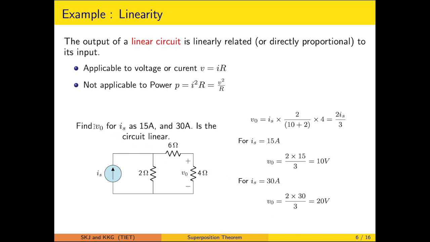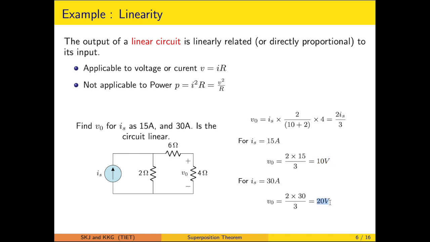So let's say this example: find V0 for the input current as 15 ampere and 30 ampere and validate whether the circuit is linear or not. You can see the parallel arrangement of resistors supplied by a source. So you can easily find out the current through the desired resistance. That current is multiplied by the resistance, so that gives you the output voltage relationship. For the given values of the problem, it is 2Is upon 3. For Is equal to 15 ampere, the output voltage comes out to be 10 volt. When the input is 30, the output voltage is 20.